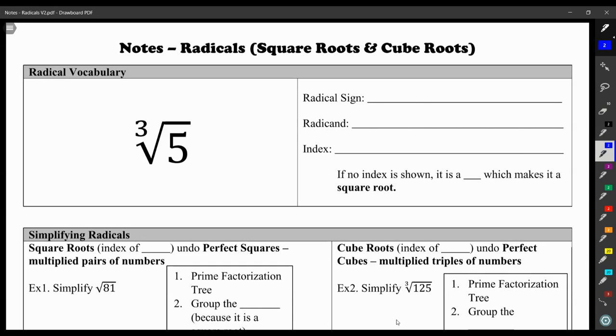Radicals, square roots, and cube roots. So let's talk about some vocabulary with radicals. So the first thing is, what is a radical? Well, this guy right here, that little check mark, that's your radical sign. So your radical sign is that.